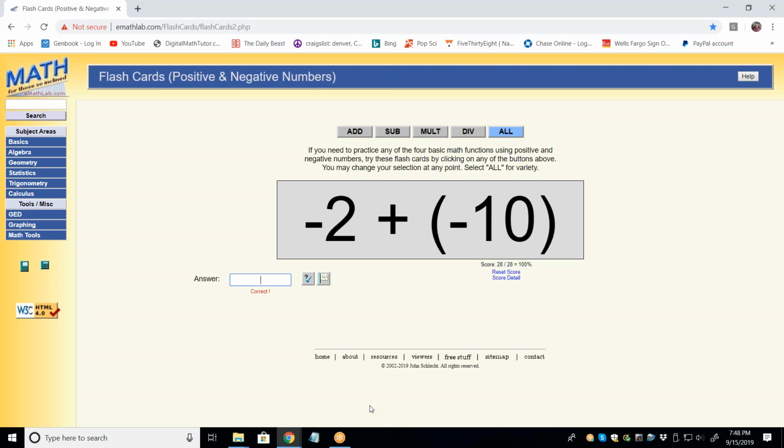Now notice that this is actually the same as -2 minus 10. They've already changed it into an addition problem for you though. And when they word it like this as an addition problem, it's much easier, isn't it? Because you don't have to do that step. They've already done it for you. -12.